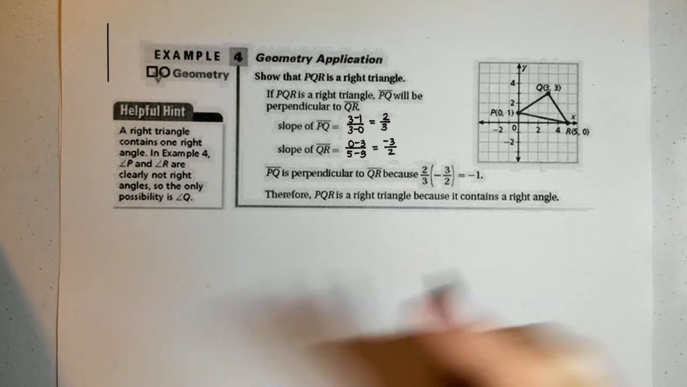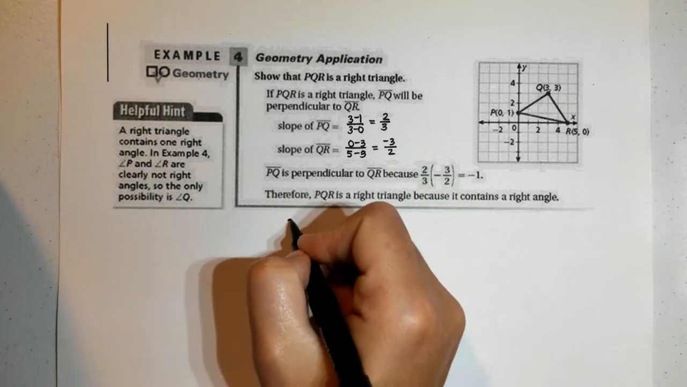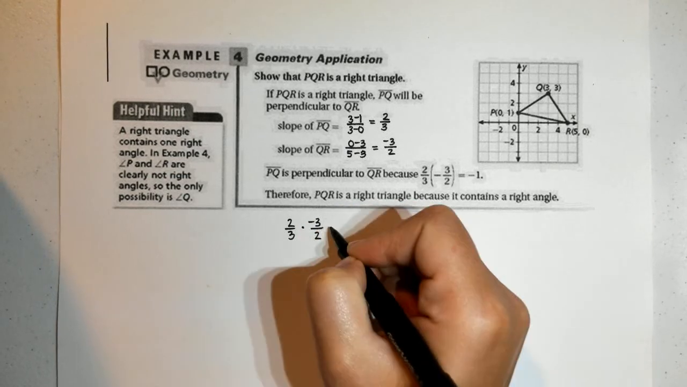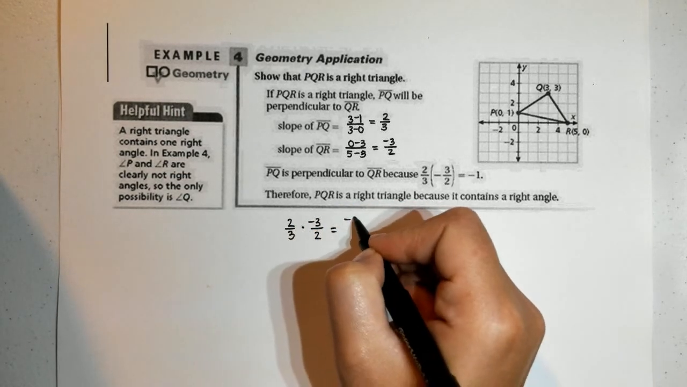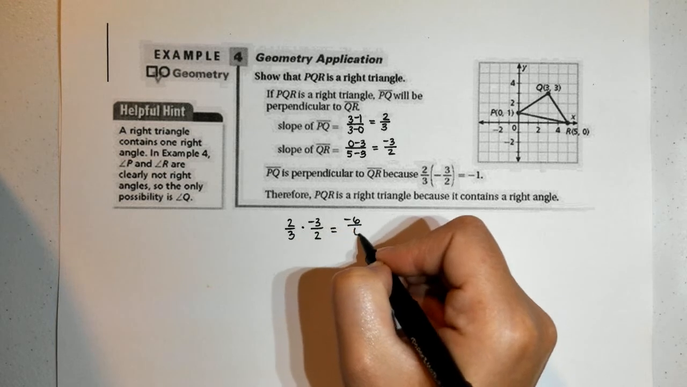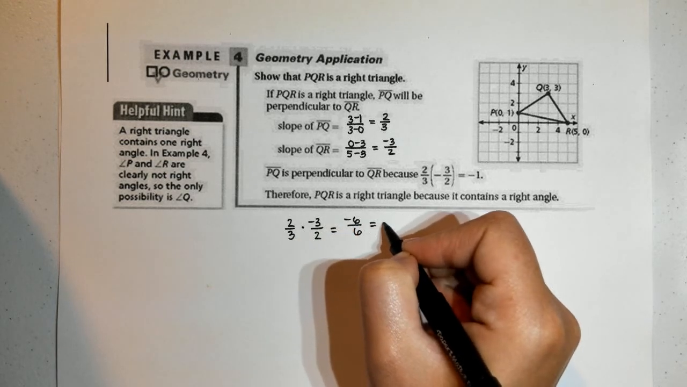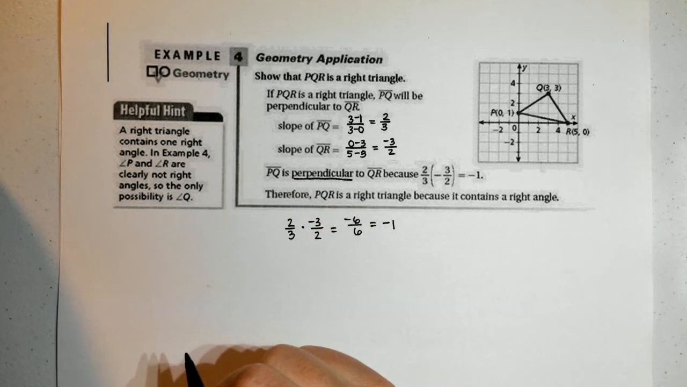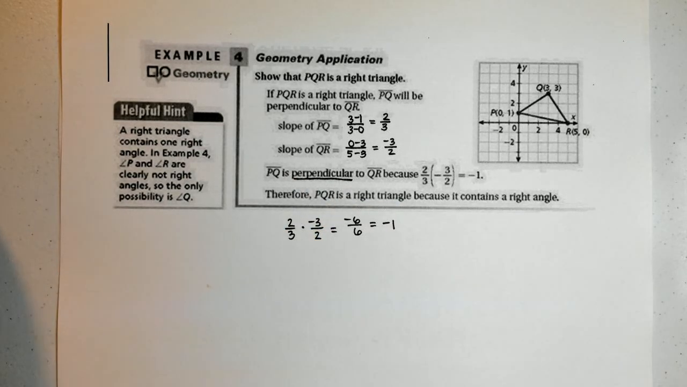Then to multiply these together, we do 2/3 times negative 3 over 2. 2 times negative 3 is negative 6. 3 times 2 is 6. And negative 6 over 6 equals negative 1. So they are perpendicular to each other, because when you multiply them together, you get negative 1.